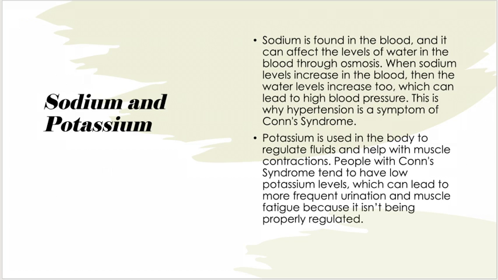The hormone aldosterone affects the levels of sodium and potassium in the blood. Sodium is found in the blood and can affect the levels of water through osmosis. When sodium levels increase, then the water levels must also increase. When this happens, you can have side effects like an excessive need to drink water because you need to supply more water to the bloodstream. This can also lead to high blood pressure, which is why hypertension is a symptom of Conn syndrome.